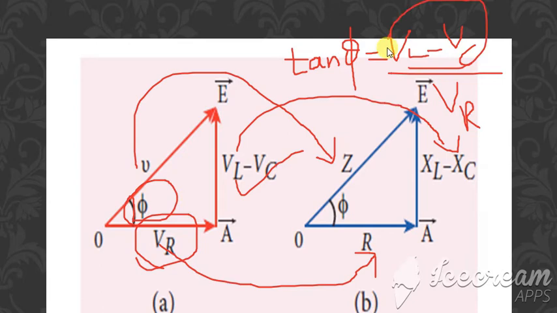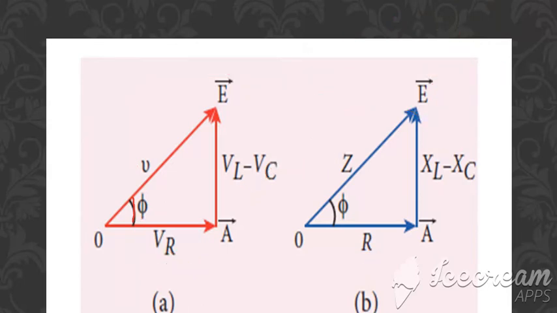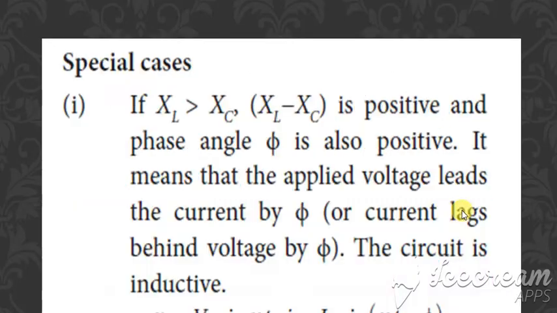Instead of VL minus VC we can write XL minus XC, and VR can be written as R. So this gives the value of tan phi. From this tan phi we can also find the value of phi by taking tan to the other side. Tan phi is equal to XL minus XC divided by R, so phi is equal to tan inverse of that. This gives your angle.